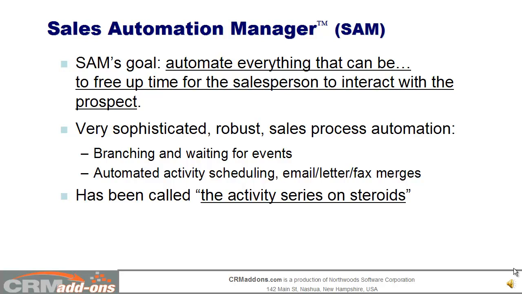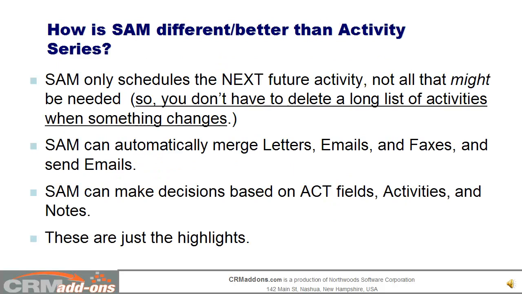It provides a very sophisticated, robust sales process automation. It can branch and wait for events by looking at ACT fields and other data. And it automates activity scheduling and correspondence merging. It has been called the activity series on steroids. SAM is different and better than the activity series.